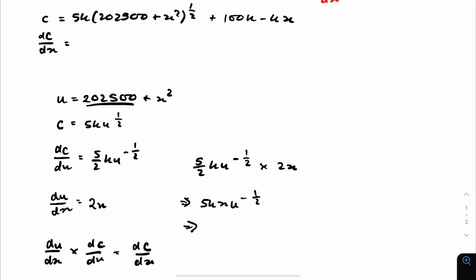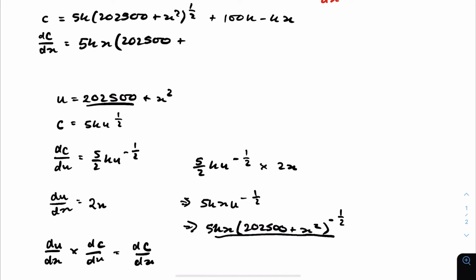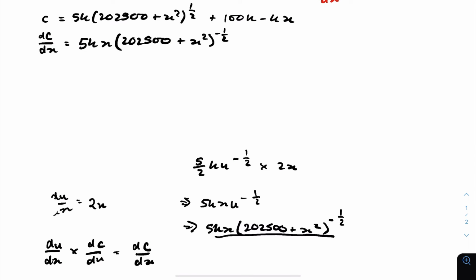And we just substitute u back in. So we get 5kx times (202,500 plus x squared) to the power of negative half. And that's the derivative of that first portion over there. So I'm going to write it up here. So that becomes 5kx times (202,500 plus x squared) to the power of negative half. And then let me just erase this part here before I continue.